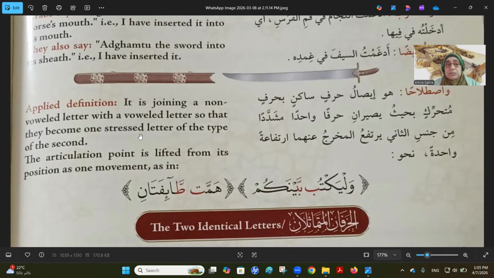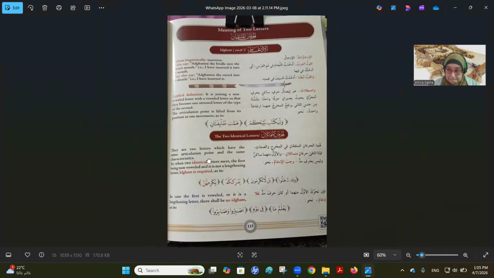Will be, sorry, explained in its place. Okay? If you remember, we said that number one, the possibilities of meeting of two letters. It's number one, you remember the first of the four possibilities: the two letters are identical. Same, same. Ba, ba, mim, mim, lam, lam.